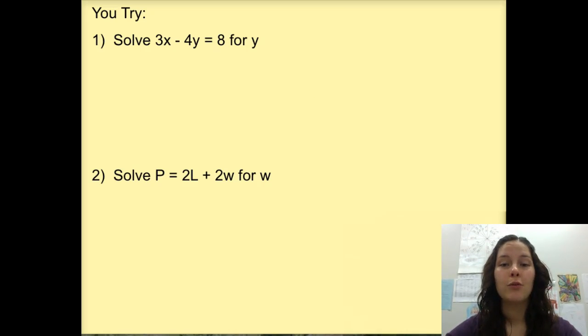And finally, here are 2 you-try questions for you. The first one should look familiar, the equation of a line. We saw how to solve for y earlier in this video. The second one is the perimeter formula for a rectangle.